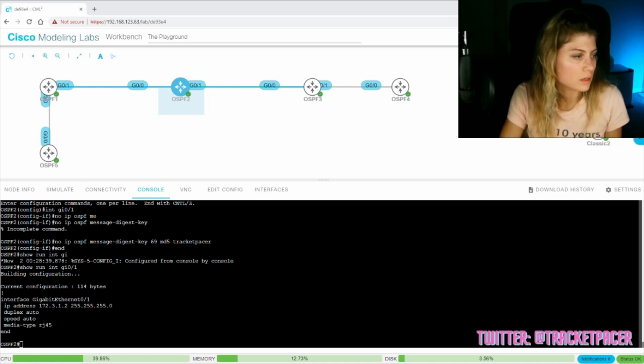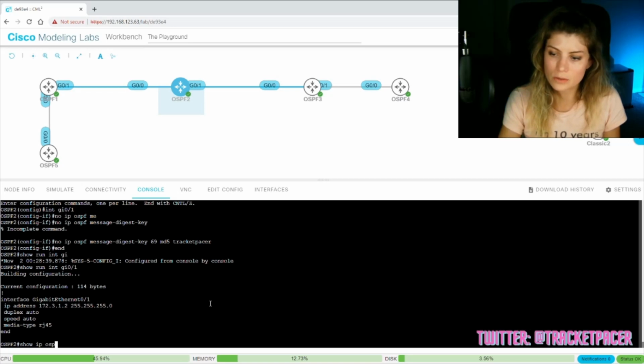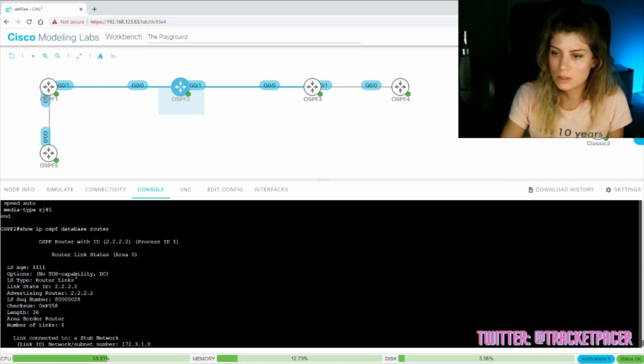Let's see. Link state database fields, show IP OSPF database router. Okay, so here's where we're getting into the different types of LSAs, which is really good, actually. Show IP OSPF database router.